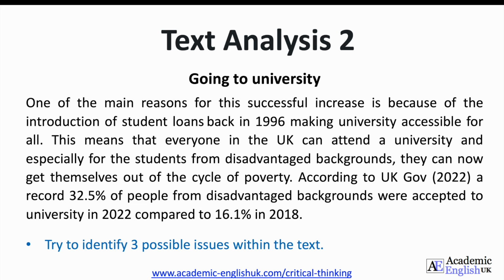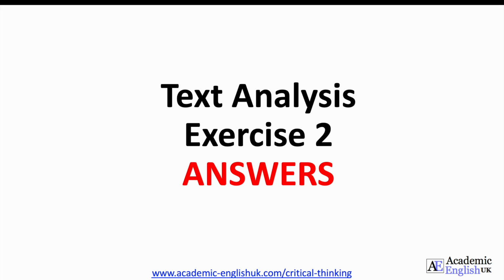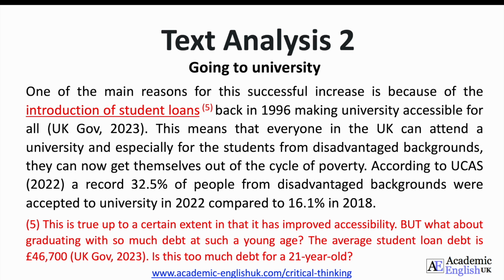Okay, so here come some possible suggestions. So point 5, the introduction of student loans back in 1996, making university accessible for everyone. Well, this is true up to a certain extent in that it has improved accessibility. But what about graduating with so much debt at such a young age? The average student loan debt is now £46,700, which, in my opinion, is a lot of debt for a 21-year-old.